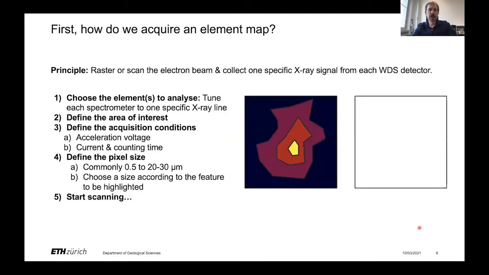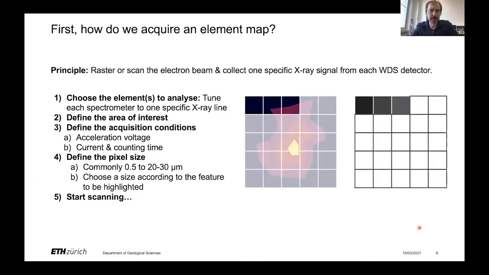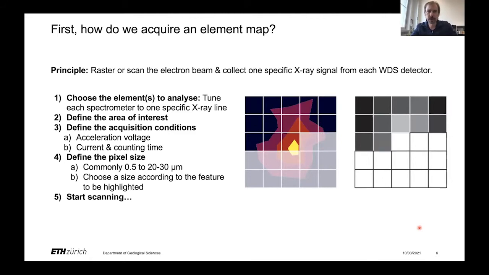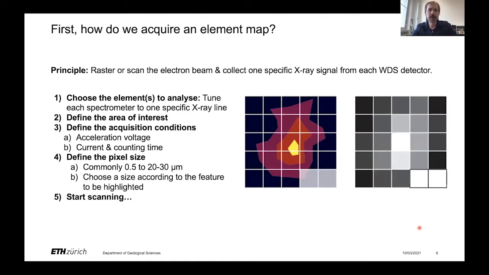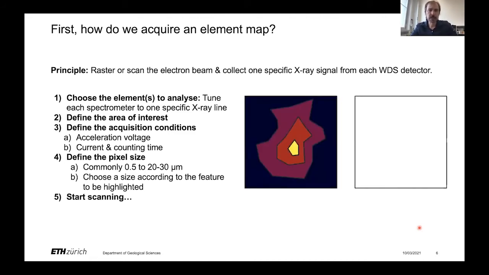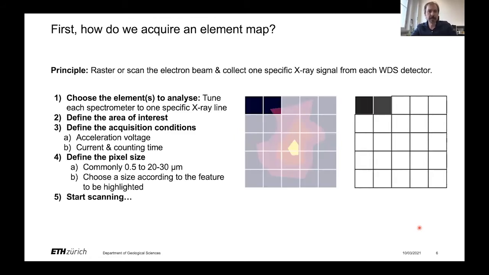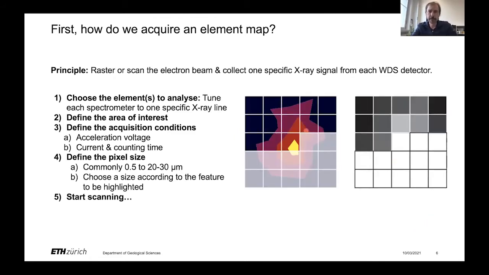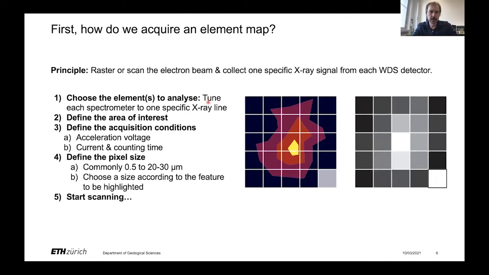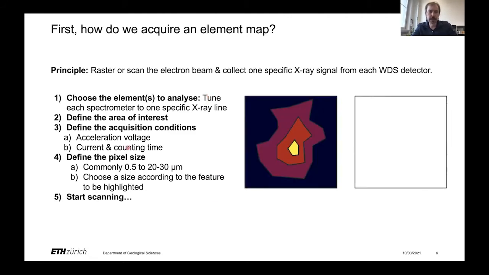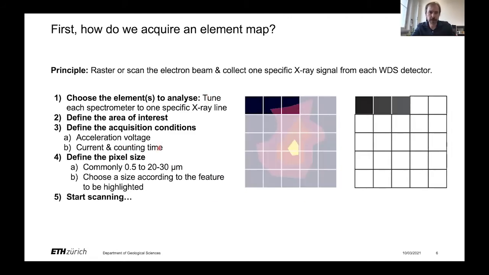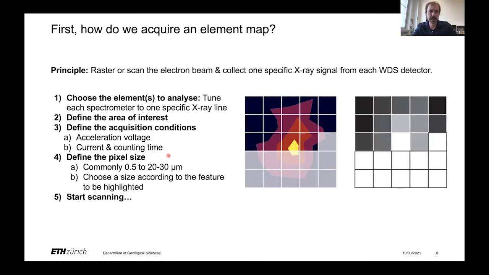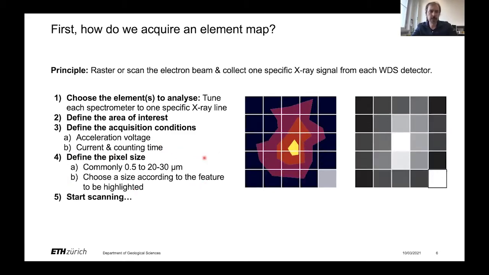So how do we do an element map? Well, first you have to choose, of course, the element or elements of interest. You tune each spectrometer to target these specific elements. You define an area that you want to map. Once you have your area, you also define the conditions of analysis, the voltage, the current, the counting time, etc., etc. And more importantly, you also choose wisely your pixel size.